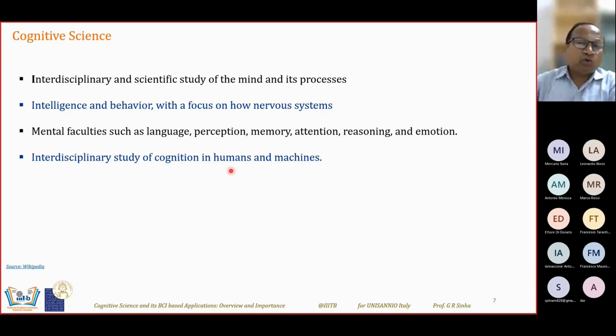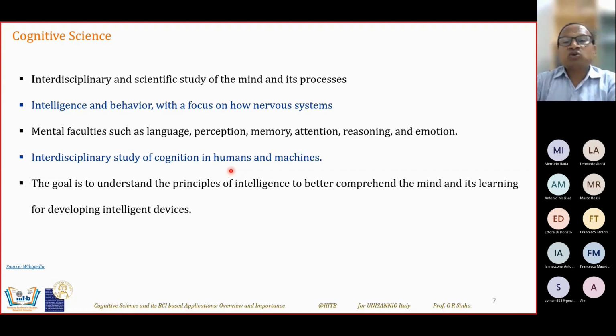But I can tell you, those who are interested to do something in the area of studying animals and their behavior can also think of applying the concept of cognitive science, using the role of artificial intelligence and coming to certain conclusions. It's possible. That also is covered under cognitive science.